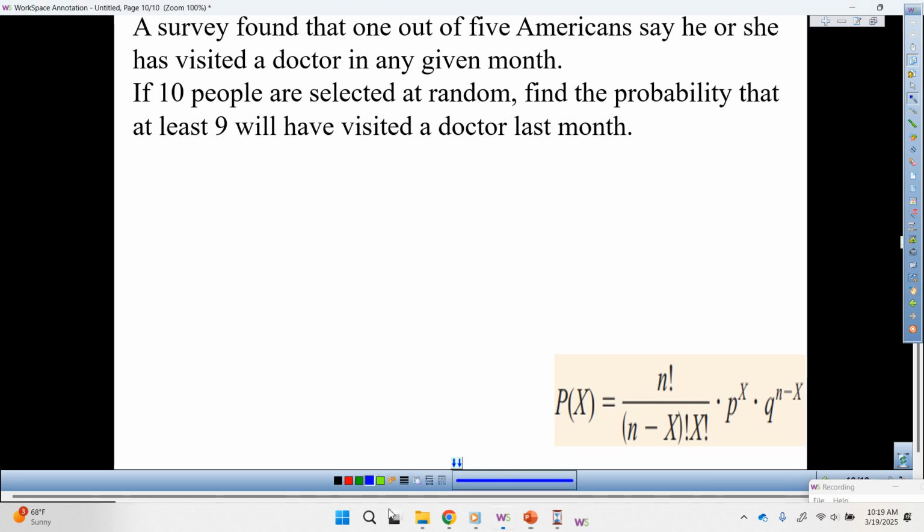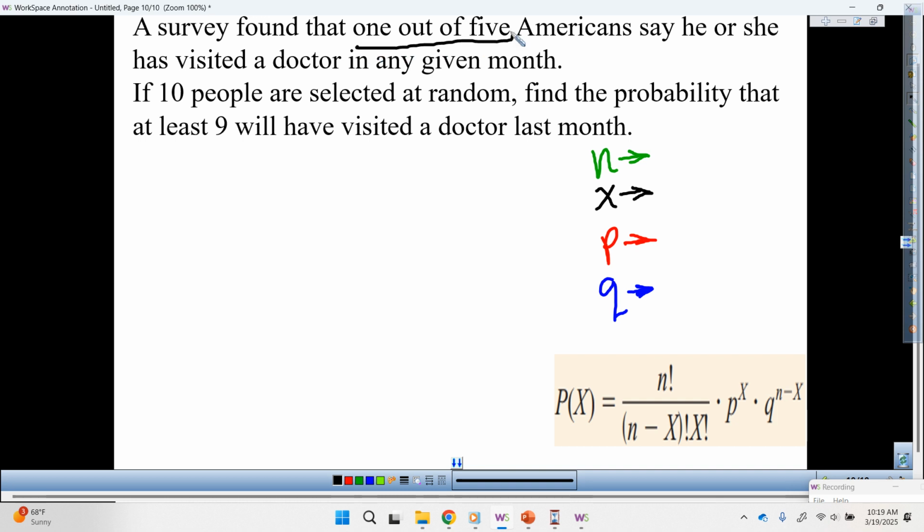on the side, let's write the information that we need. We need N. We need X. We need P. And we need Q. So it reads, a survey found that 1 out of 5 Americans says he or she has visited a doctor in any given month. So, where do we write that? Tell your neighbor, please. Where do we write 1 out of 5?